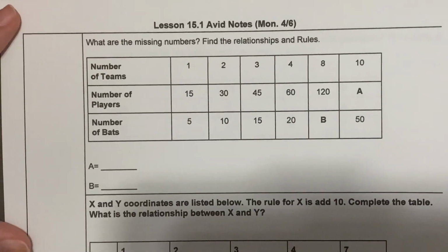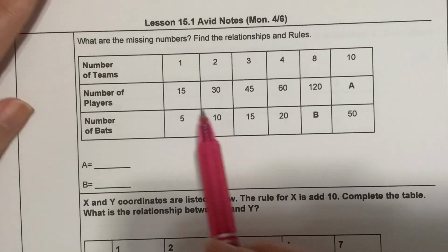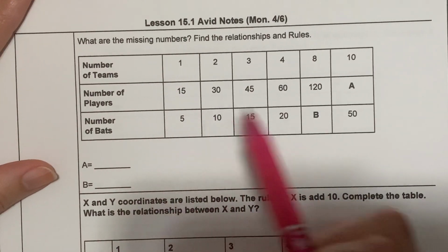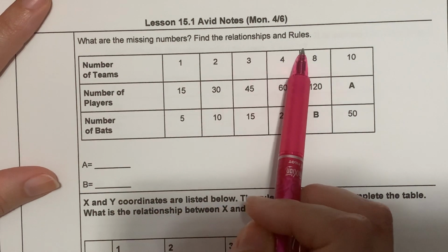Okay. Here, we're going to do the same thing. Trying to find the relationship and the patterns in these numbers. What are the missing numbers? Find the relationship and the rules.